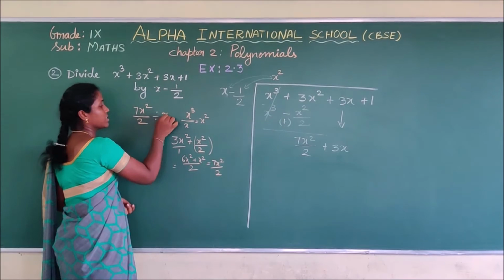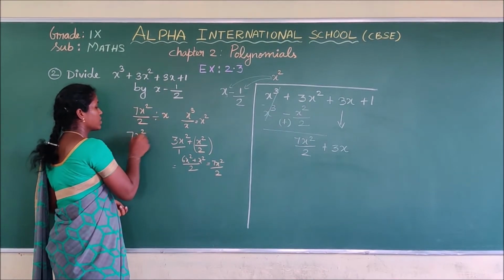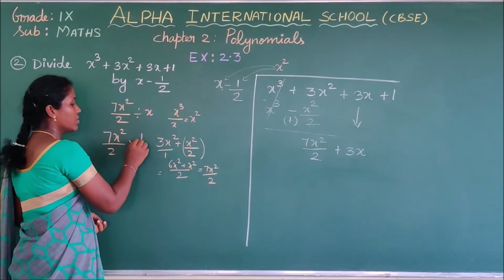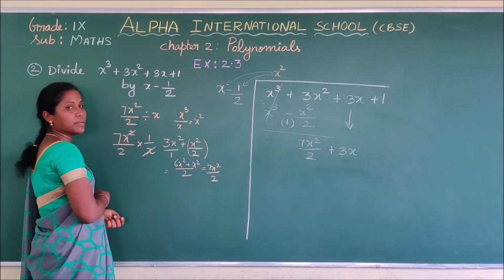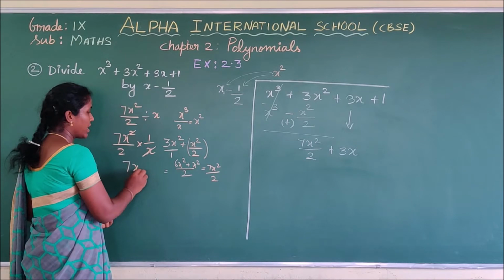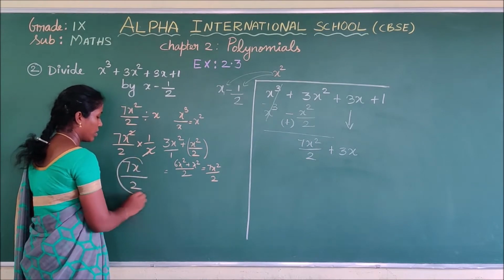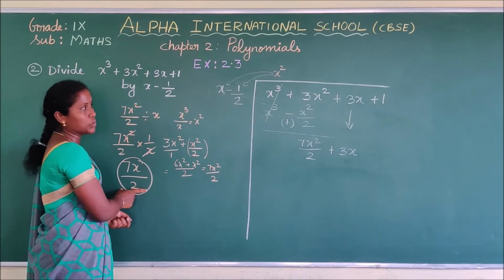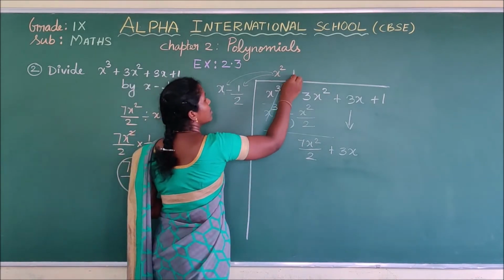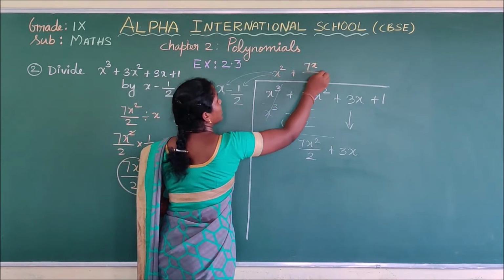Divided by x, 7x square by 2 into 1 by x. If you are dividing this, what will happen? So 7x by 2. If you are dividing the first two terms, we are getting 7x by 2. So the next term of the quotient is plus 7x by 2.